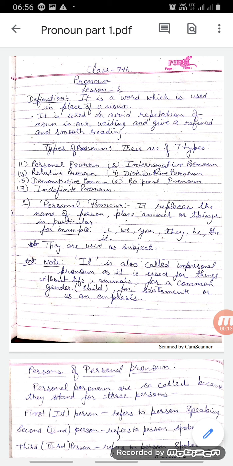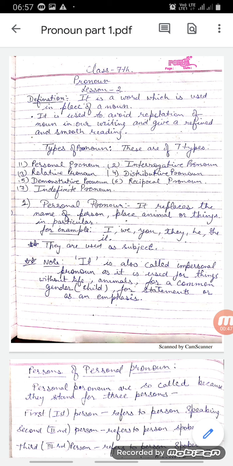Dear students, today in this class we will be starting with the next topic of our English grammar, pronoun. Definition: a pronoun is a word which is used in place of a noun. A pronoun is used to avoid repetition of a noun in our writing and give a refined and smooth reading.